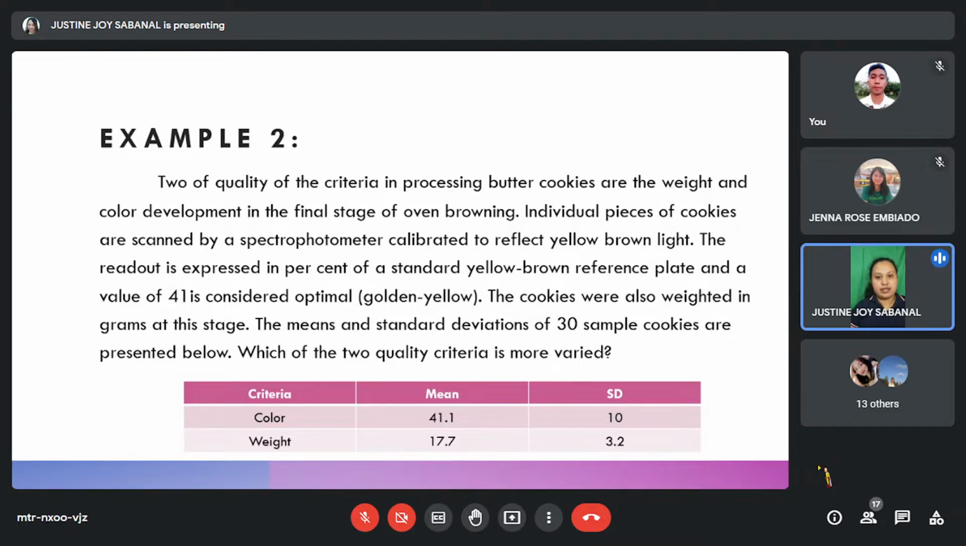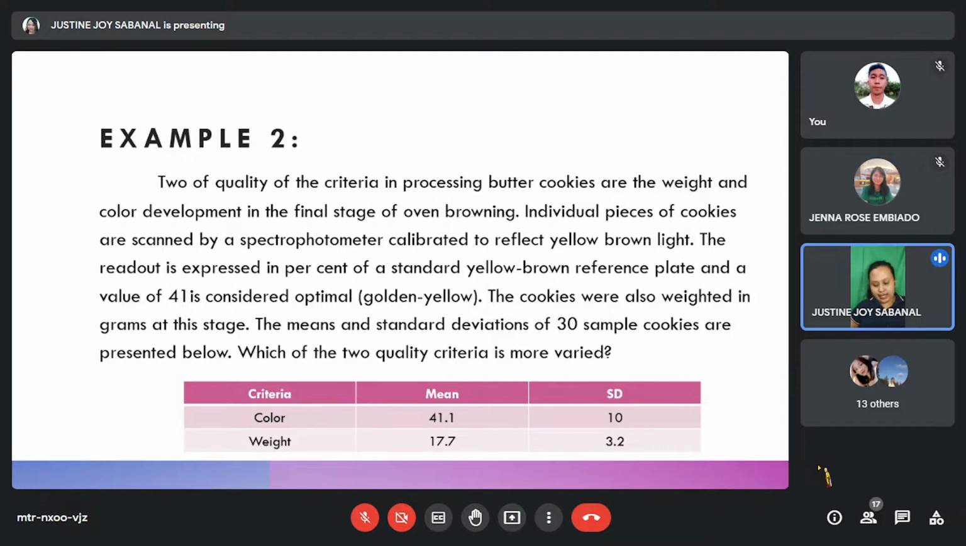So the means and the standard deviation of 30 sample cookies are presented below. Which of the two quality criteria is more varied? For the criteria color, we have a mean of 41.1 and a standard deviation of 10. For weight, a mean of 17.7 and a standard deviation of 3.2.